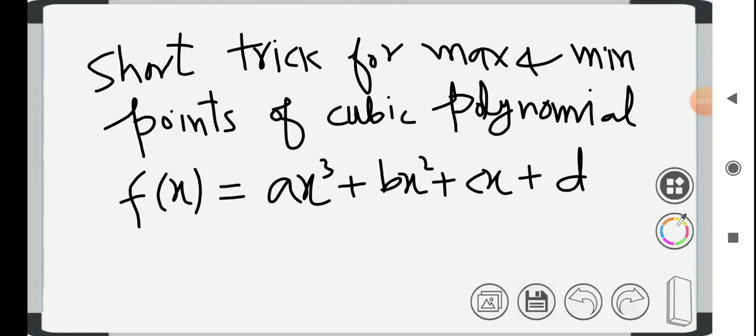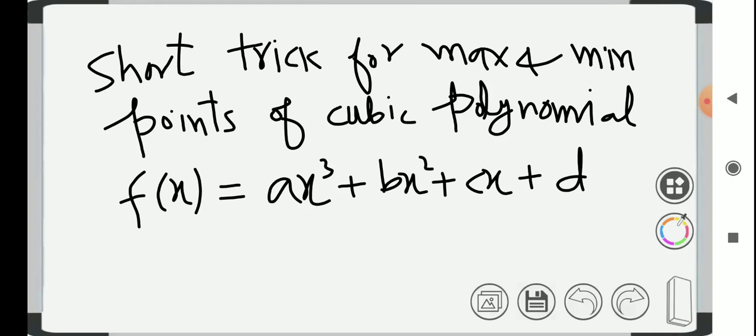Hello guys, in this video I am going to deduce a short trick for max and min points of a cubic polynomial. This video I am going to dedicate for the JEE Advanced students, aspirants, because it might be asked to optimize a cubic polynomial where you may have to find the max and min points of a cubic polynomial.